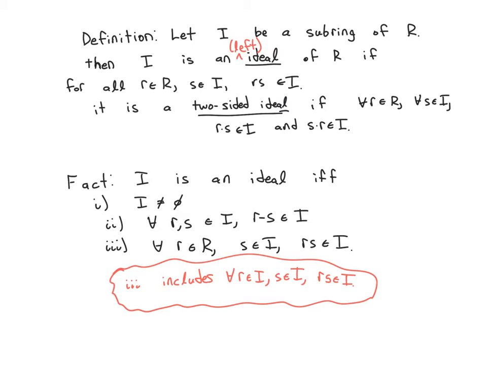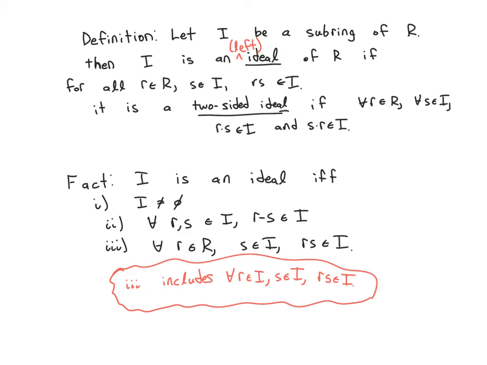And so you see that there's an easier way to show I is an ideal. Instead of showing that it's a subring first, you just show these three conditions. So I is non-empty, it's closed under subtraction, and then this third condition: for any element in R and any element in I, the product is also in I.